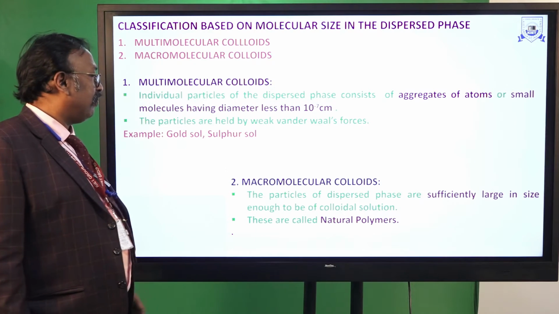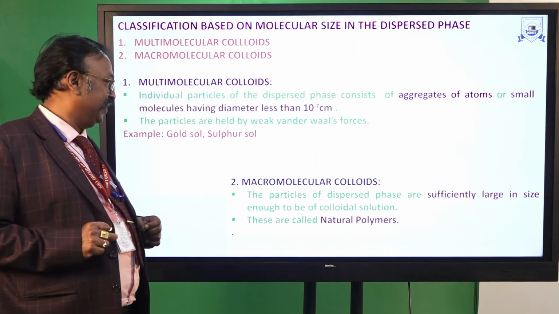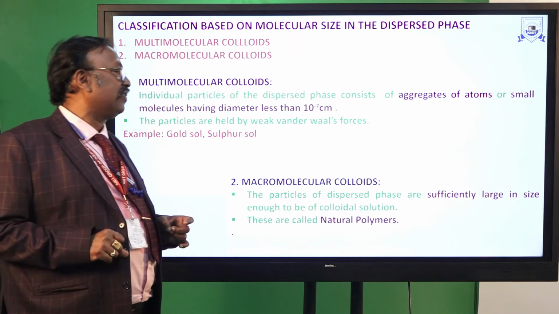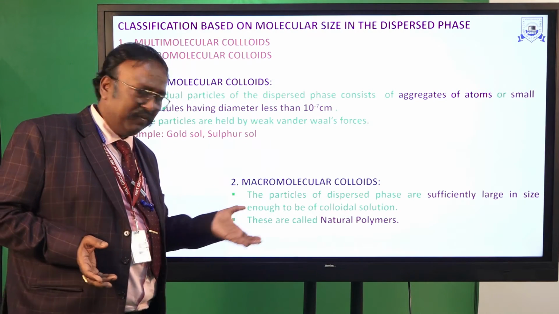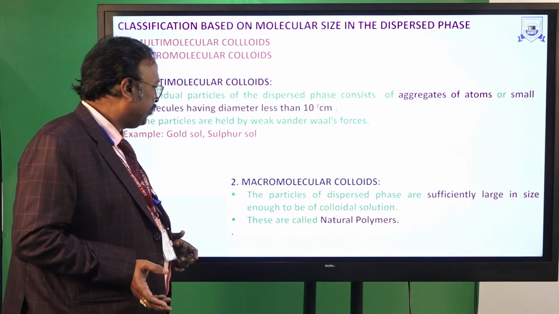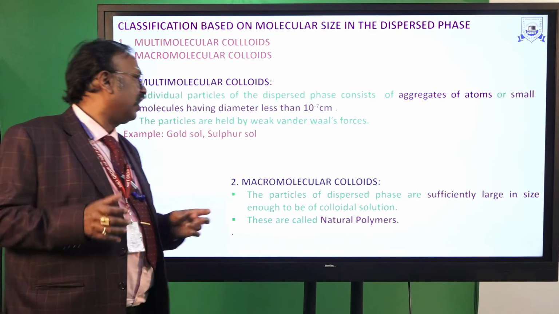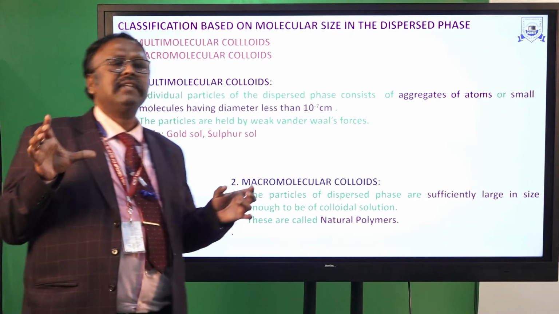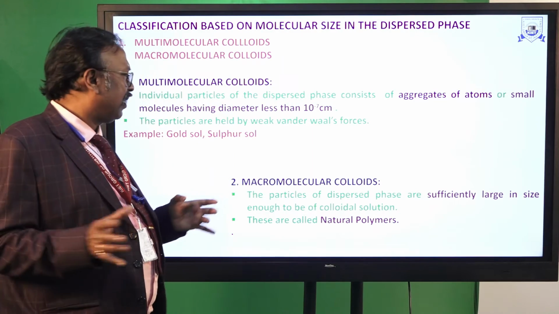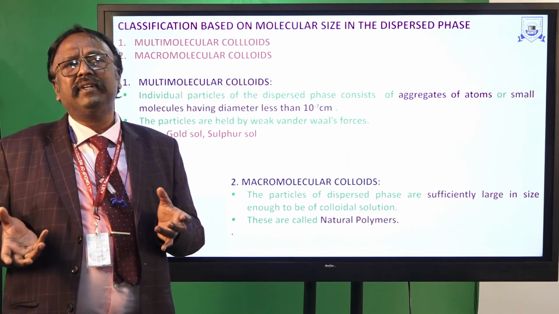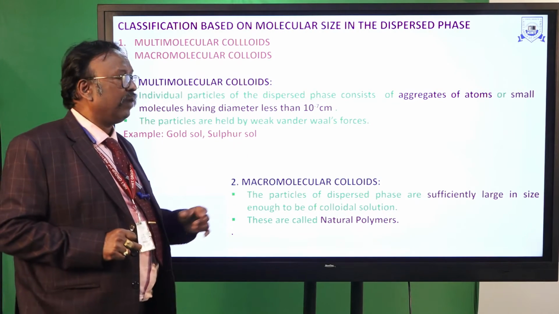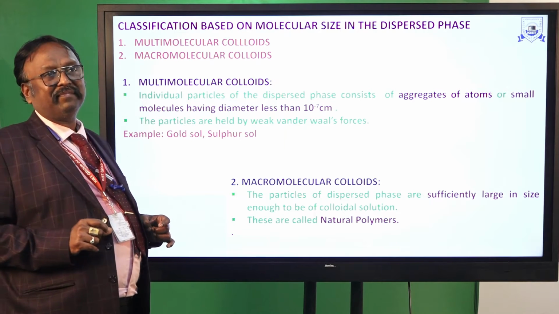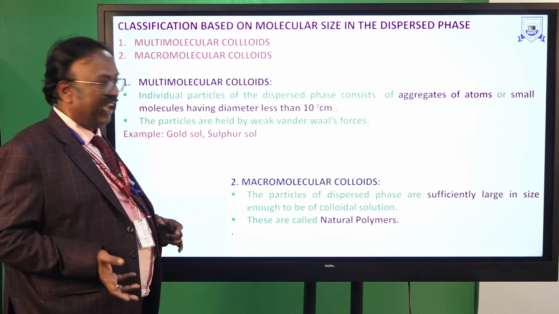And coming to macromolecular colloid, the particles in the dispersed phase are sufficiently large in size when compared to the previous, that is multimolecular, enough to form a colloidal solution. For examples, all the natural polymers obtained are examples of macromolecular colloids. That is bigger in size.